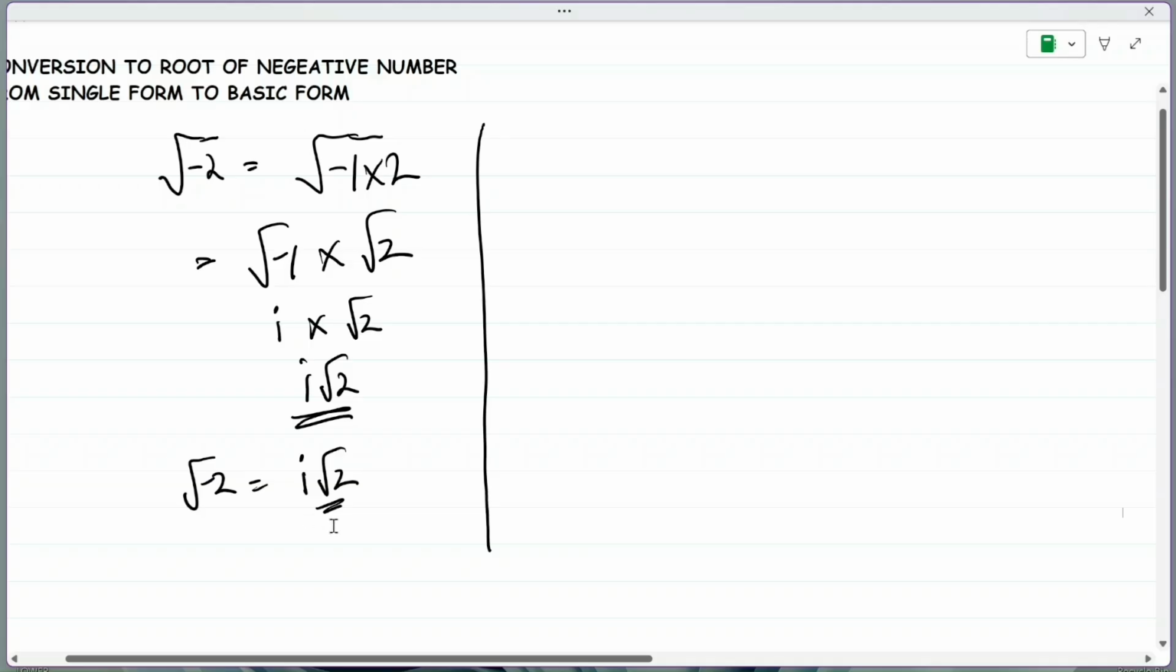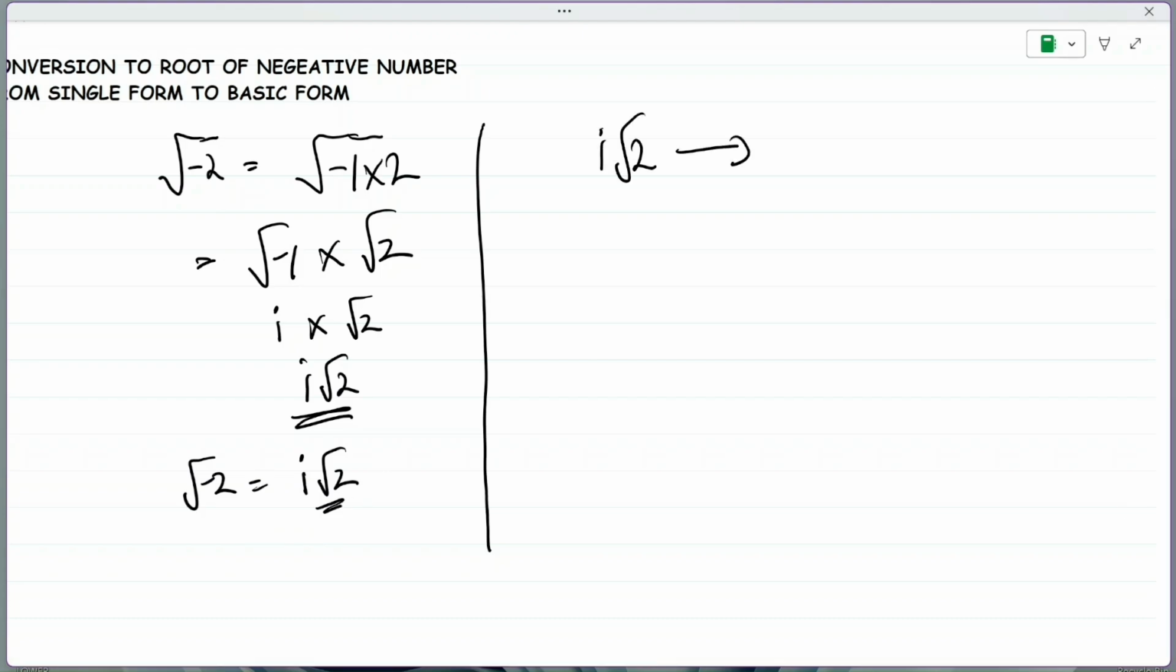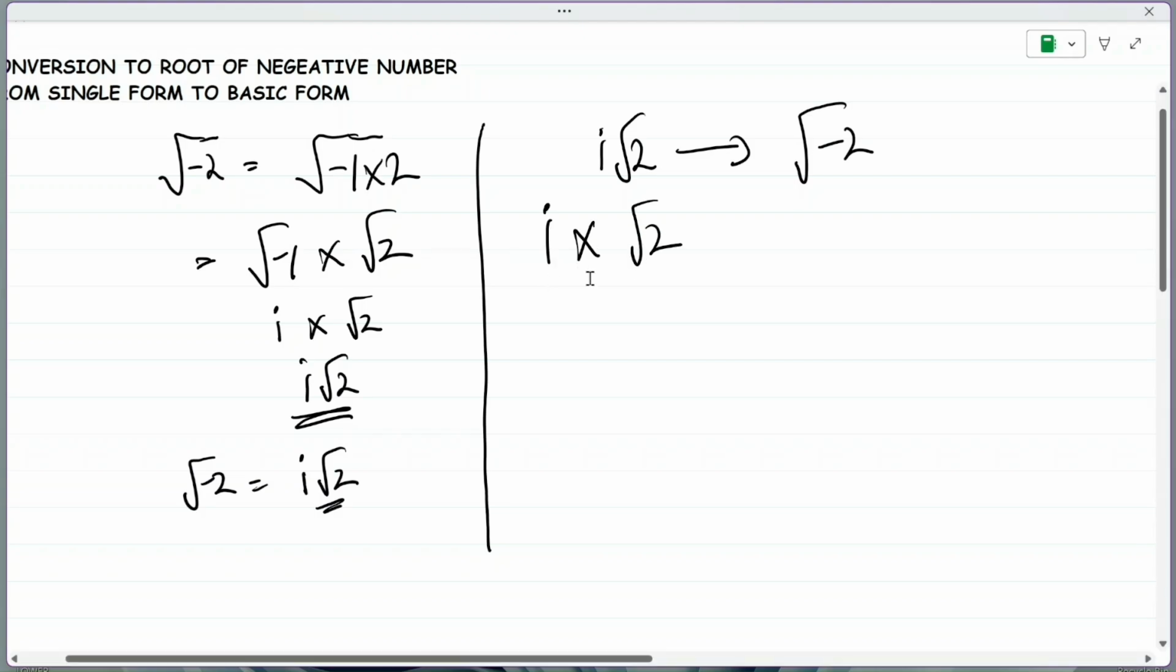Next is converting it back. From what we just solved, we took square root of minus 2 to i root 2. Let's say we have it as i root 2. We want to convert it back into root 2. That's from its basic form back to its single form. We have to get this i back in square root. And if we are getting it back in square root, this i is linked to this root 2 by times. You separate them first. Then this i will bring it back in square root.